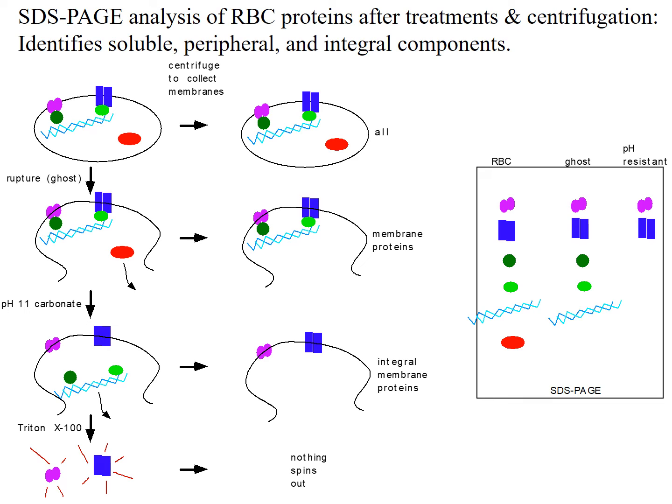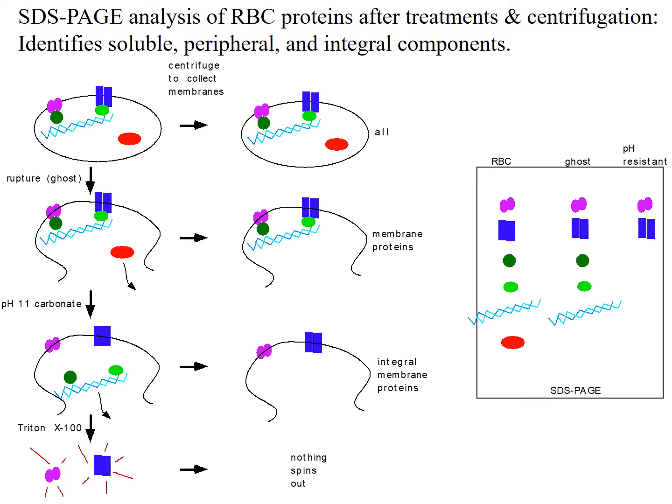If you rupture them in hypotonic buffer, any proteins that are soluble will be gone, so you're losing the red protein. And under pH 11 carbonate conditions, you will start stripping off peripheral proteins. So you can rupture, soluble, strip off, peripheral, and then of course Triton will get everything, and everything's gone except the membranes, and it will take the membrane proteins out. Here they are.